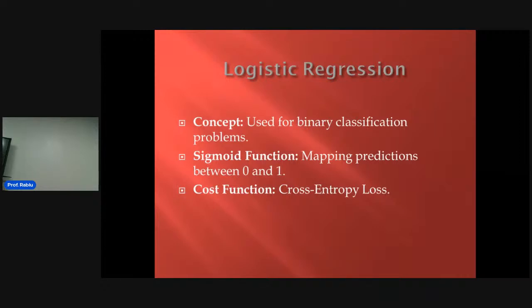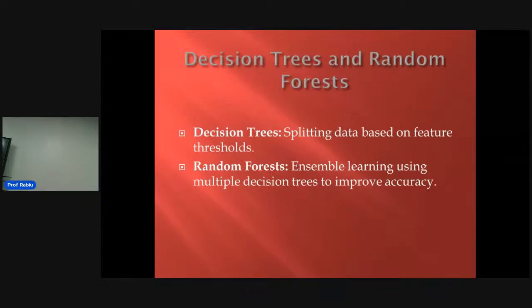Cost function, we can have this cross entropy loss. Okay, for that. Decision tree and random forest. Remember, all these are based on the structured or supervised learning algorithm. So here we use a decision tree, which is splitting data based on the feature threshold. Random forest is ensemble learning using the multiple decision tree.